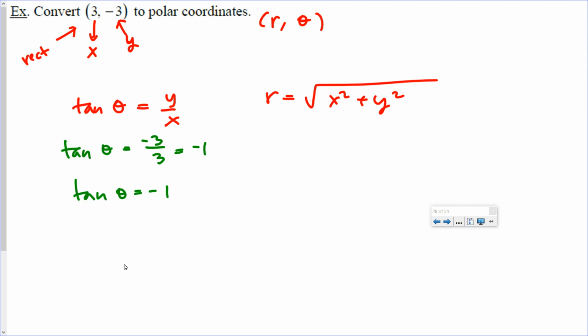If tangent theta is negative 1, I don't really want tangent theta. What do I really want? Theta. How do I move from tangent theta to theta? It's an inverse tangent, arctangent of both sides. So the question is, at what angle is my tangent value negative 1? Remember, this is positive, positive, negative, positive, positive, negative, negative, negative.